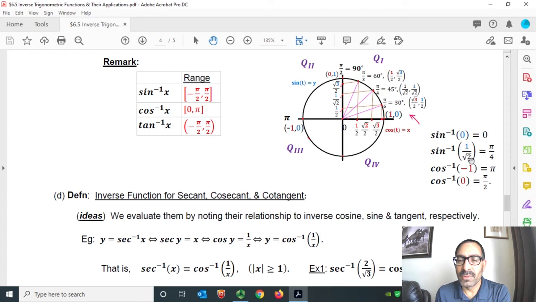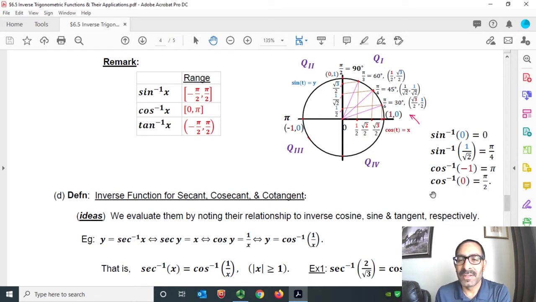Similarly, sine inverse 1 over radical 2. So this one here corresponds to 45 degrees. So sine inverse 1 over radical 2 is 45 degrees or pi fourth. Similarly, cosine inverse minus 1. Here, I'm talking about this value now. Cosine inverse minus 1 is then pi, and pi lies in the range of the cosine inverse function. Similarly, cosine inverse 0 is pi half. Great. I hope it makes sense to you all.